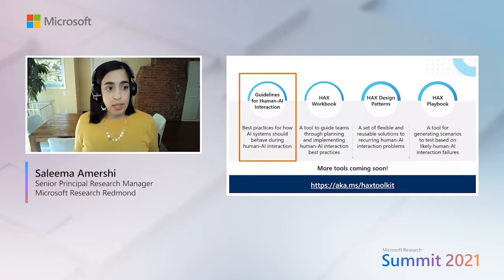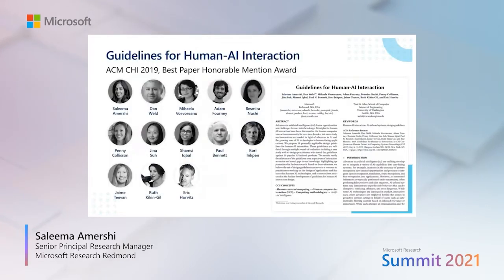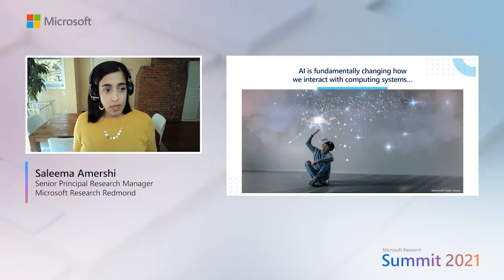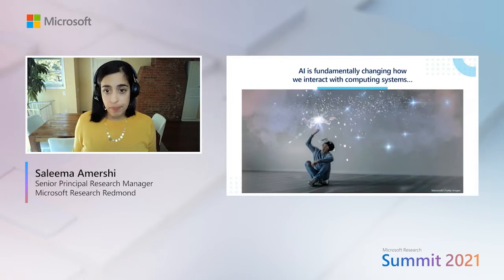So first, the Guidelines for Human AI Interaction. So the guidelines were actually released back in 2019, and this was a collaboration with people across Microsoft to synthesize and validate best practices for designing human interaction with an AI system. And we created the guidelines because not only is AI extending into our everyday lives and technologies, it's also really fundamentally changing how we interact with those technologies. For example, by enabling new methods of interaction and new sensing capabilities.